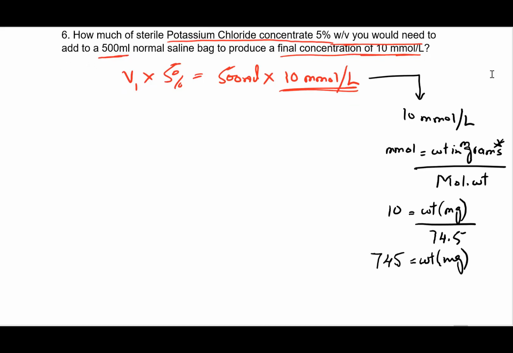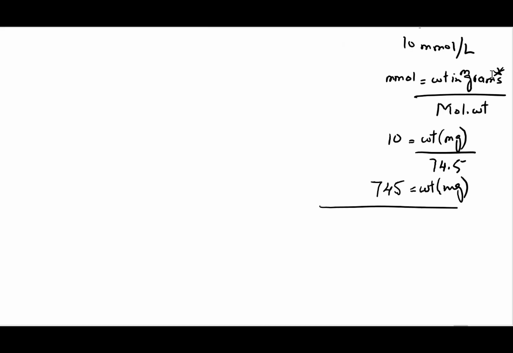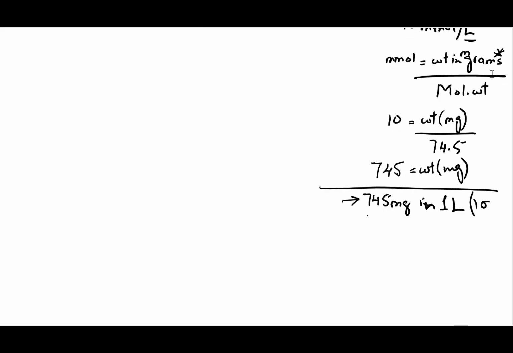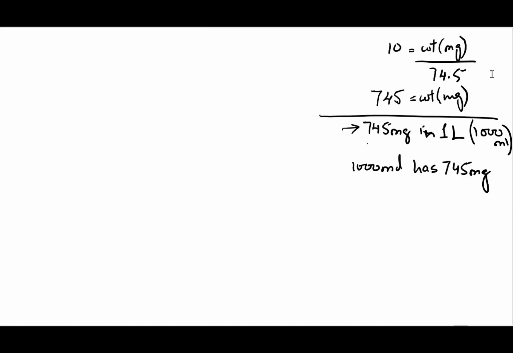Okay, so now from this I know that 745 milligrams is present in 1 liter, because it was a liter we started with. Okay, so I know now that 10 millimoles per liter is equal to 745 milligrams in 1 liter. So or we say 1000 mils. So now I know that if 1000 mils has 745 milligrams, then 100 mils will have 74.5 milligrams.